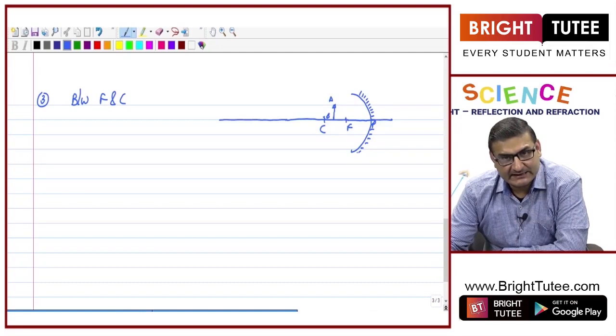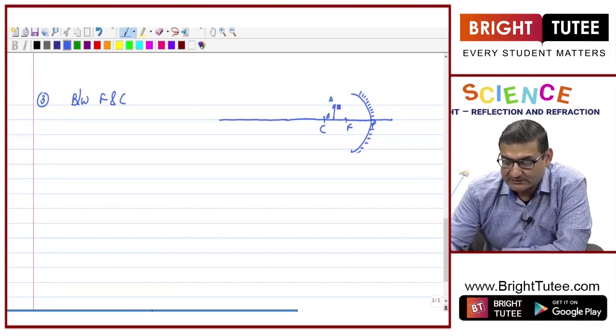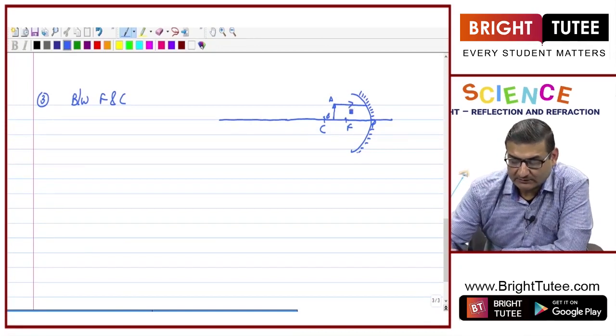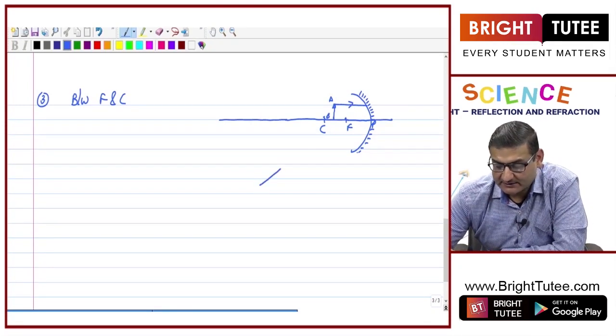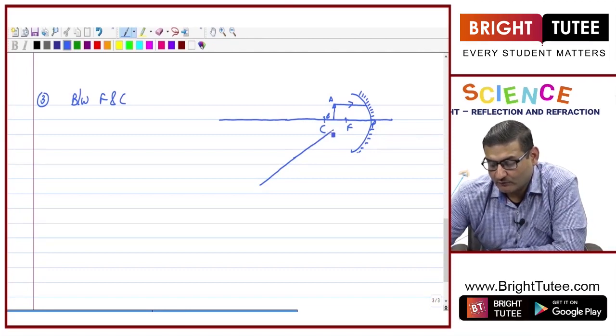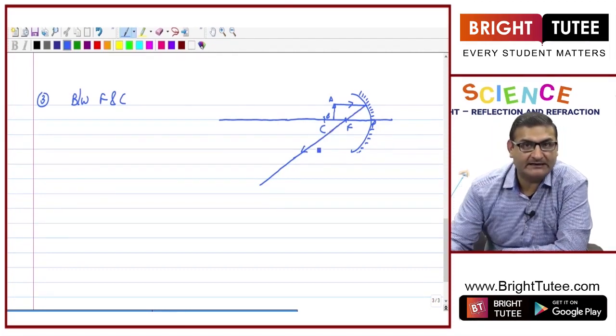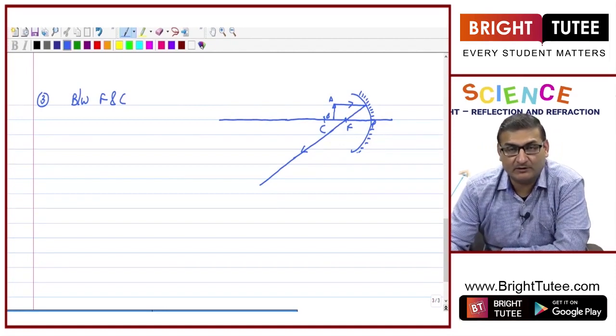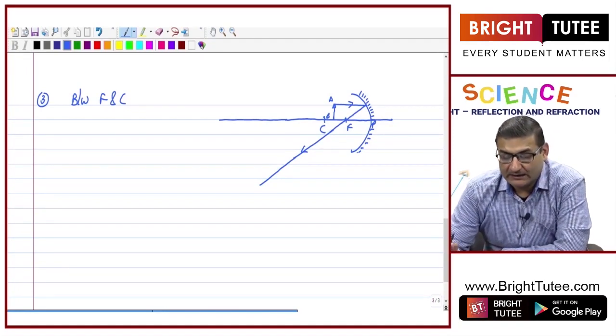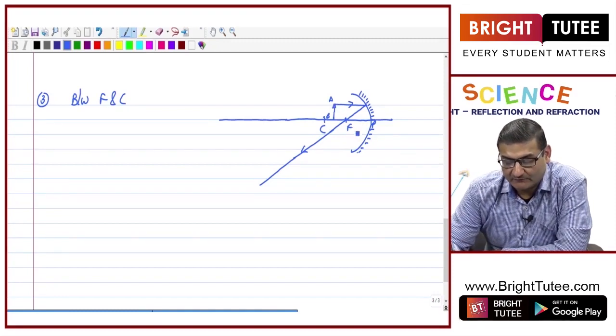Clear? Once again, two rays we need to take. First ray is going parallel to the principal axis. After striking the surface, it is going to pass through the focus. Clear? The arrows are important. Yet again, I am saying it again and again, the arrows are very important to show the direction. Another ray of light, once again it's in our hands. We can take it either from focus, from the pole, or from C, anywhere. I am taking it yet another time from the pole.